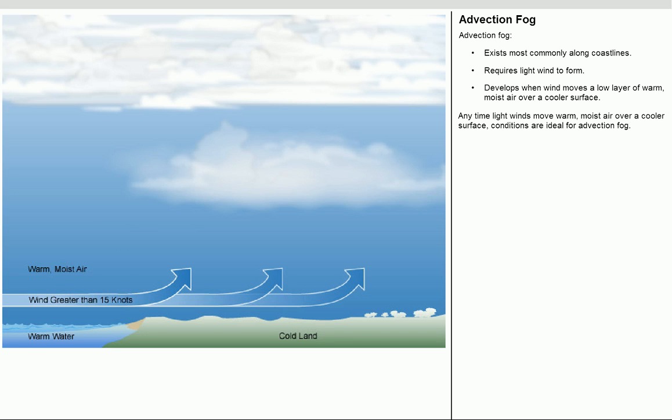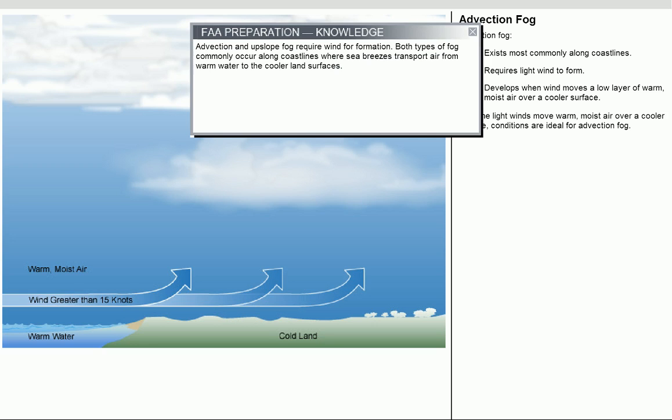Anytime light winds move warm, moist air over a cooler surface, conditions are ideal for advection fog. Winds up to about 15 knots intensify the fog. In wind that exceeds speeds of 15 knots, turbulence creates a mixing of the air, and the fog usually lifts enough to form low stratus clouds.